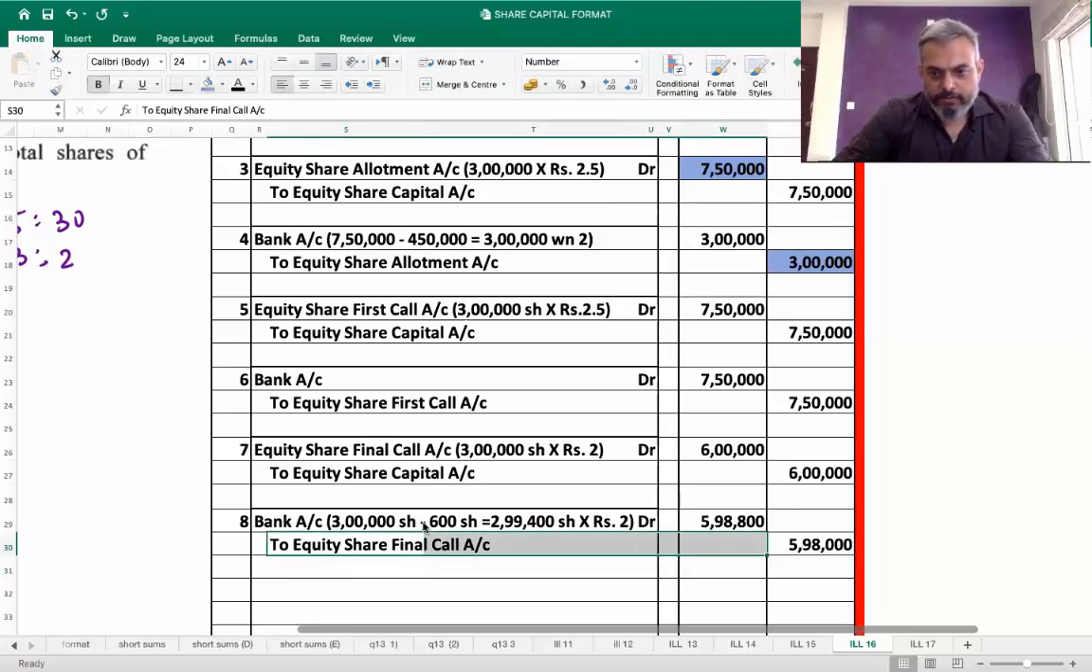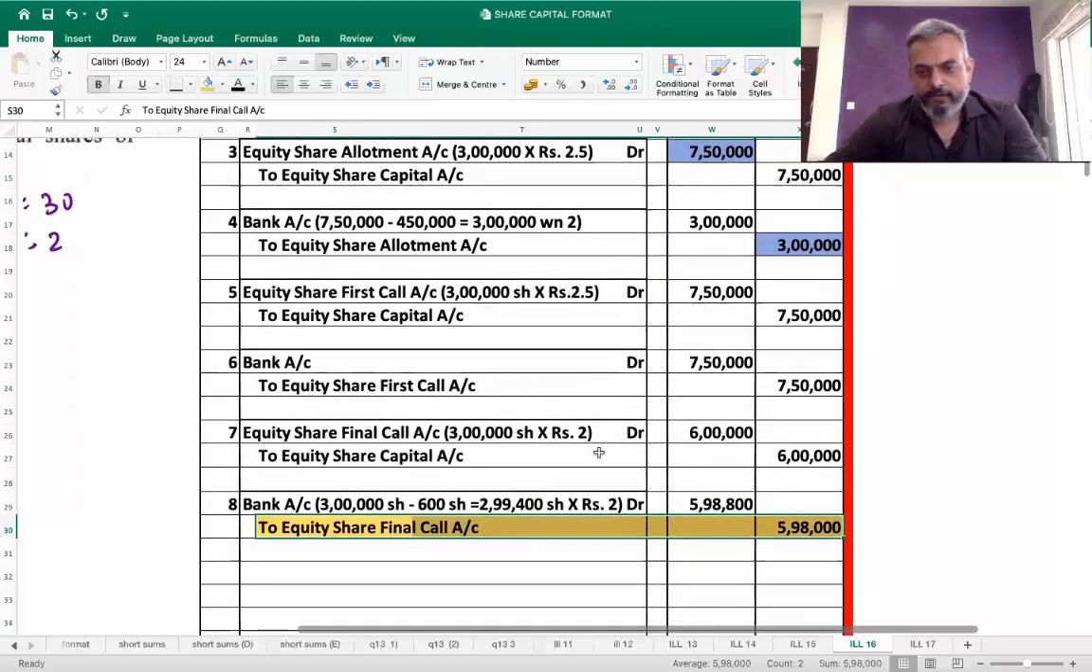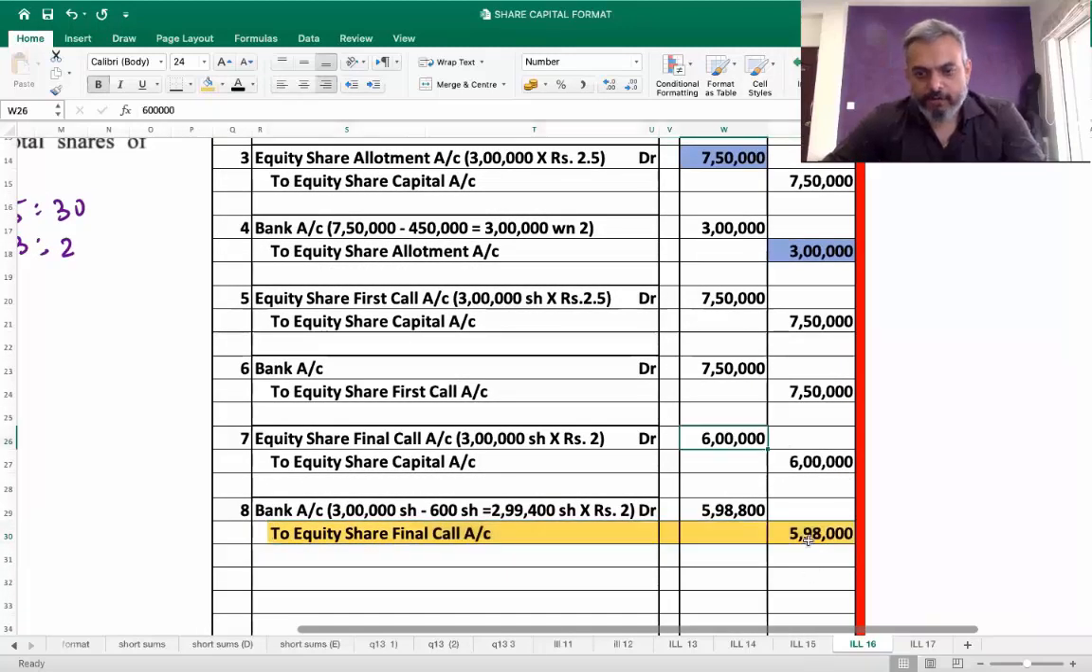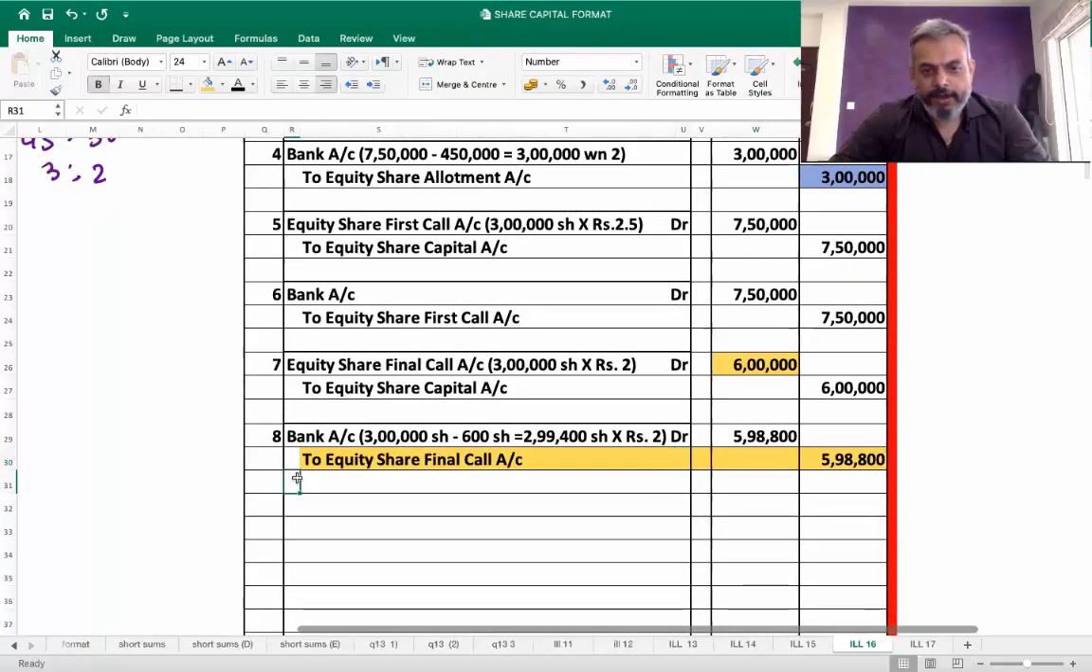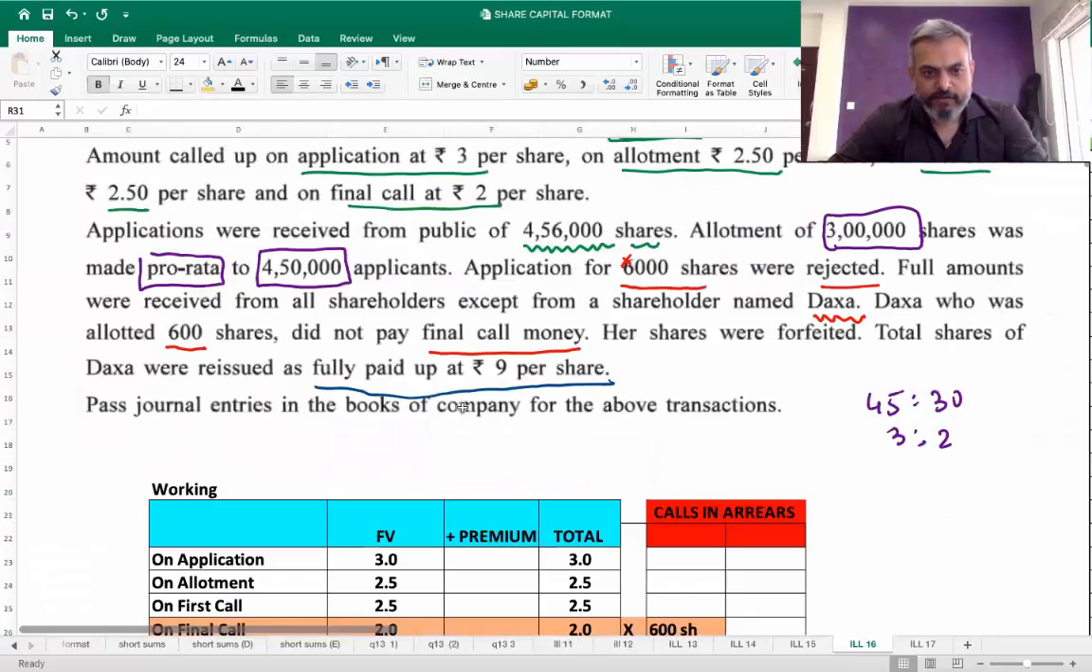Over here, I'm highlighting it because there is calls in arrears. Okay, 6 lakh we called for, we received only 5,98,800. So for 1,200 rupees, we still have a balance in the equity share final call account. Now, what we are going to do for that is forfeit the shares. So let's go to the question.